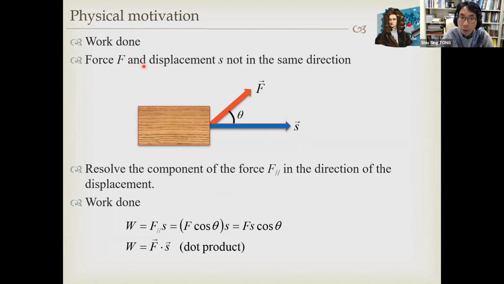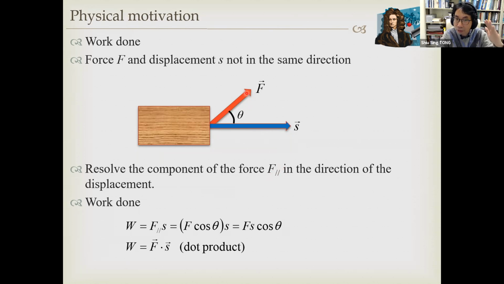So how do we define work done? If I apply a force F on the body and the displacement of the body is in another direction, then what would be the work done by the force? The work done by the force is not simply F times S, right? Because F and S are vectors, and now F is not in the direction of S. It makes an angle theta with S. So the first thing is that I have to resolve the component of the force F in the direction of S. So I find the component F parallel.